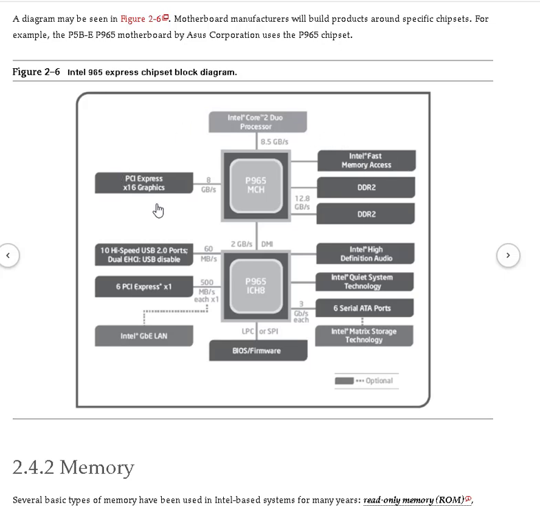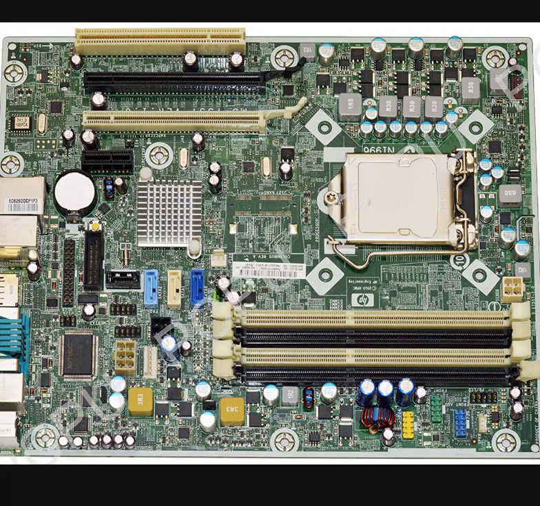This is a drawing of an older Intel motherboard. Here's what an actual motherboard looks like. A little more detail than what the book shows. Down here is where you would install your RAM. Up here, these are for cards that you would add to your machine so that you could add functionality. Here's the CPU.